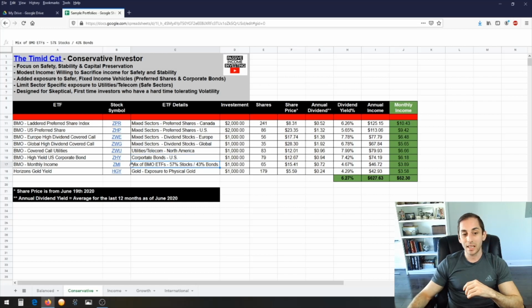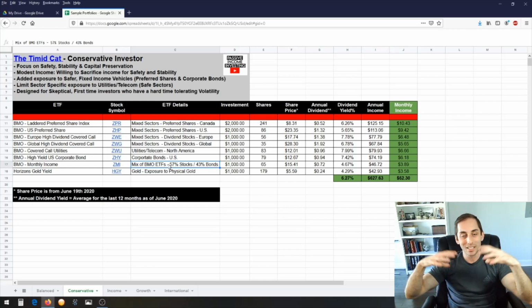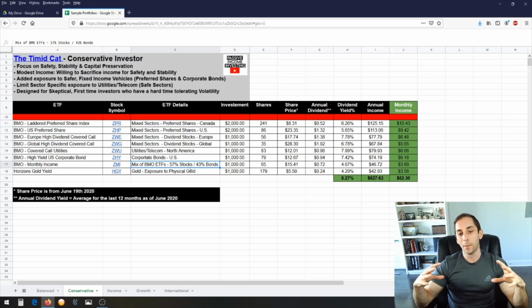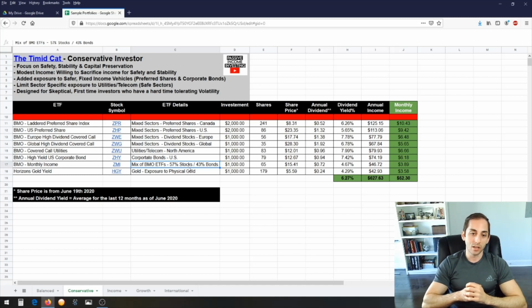Then you have the ZMI ETF, very good ETF, very interesting ETF from BMO. It's basically a mix of a bunch of ETFs from BMO. So this is actually 57% stocks, I would say safe stocks, big cap of course, and 43% bonds. So it's a really nice mix of stocks and bonds, really designed for safer investing here.